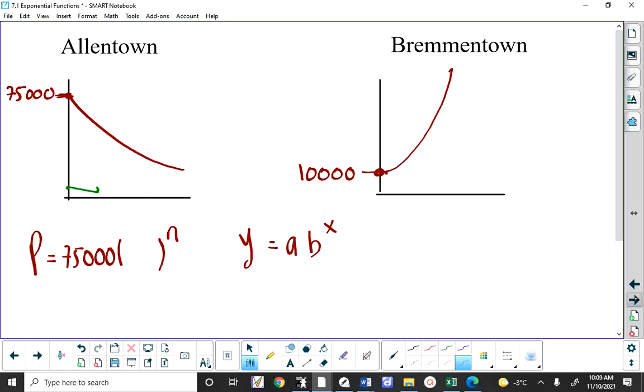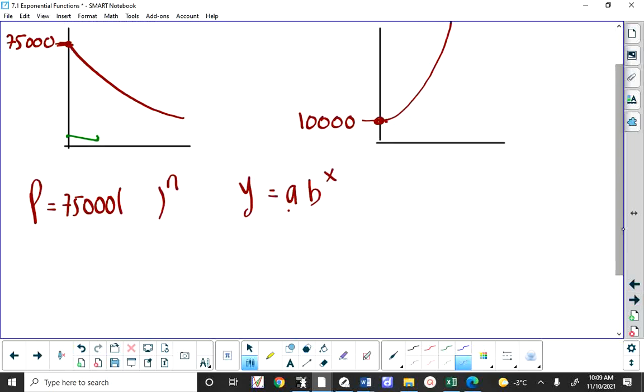We'll fill in the base in a second, but I want you to understand that on your formula sheet where you see this a, this is always the original amount: original value of the car, original number of bacteria in the petri dish, original mass of radioactive isotope, original number of people in Allentown.